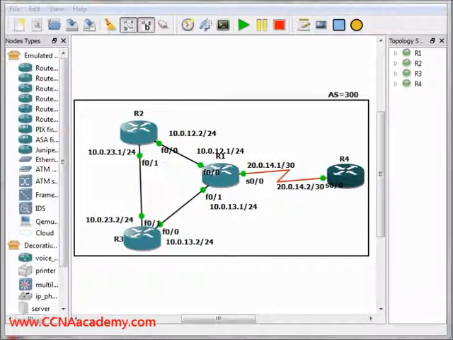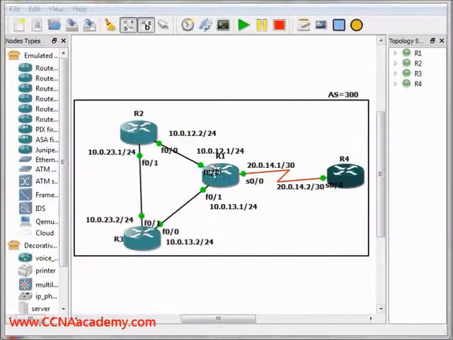In this lab, we have 4 routers. All routers exist in Autonomous System 300. Our target in this lab is to make all the routers see all the networks using EIGRP routing protocol. First, we enter to router 1.